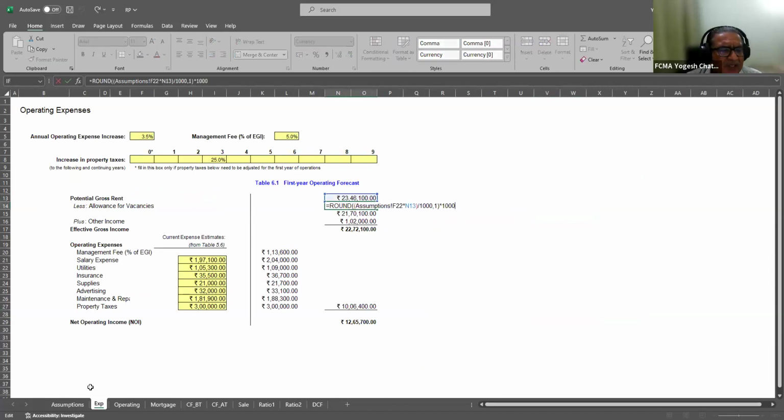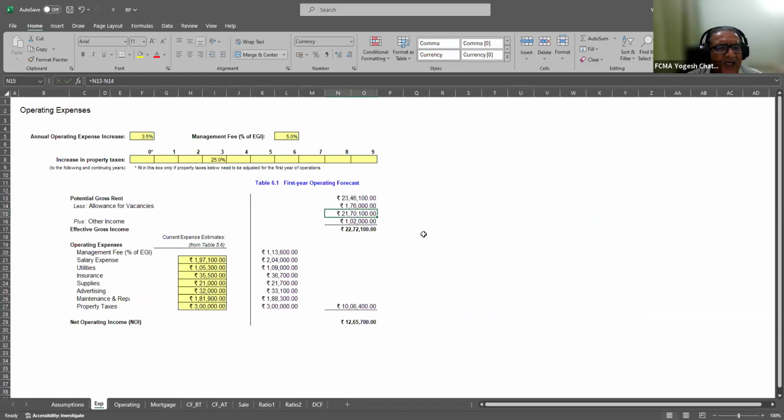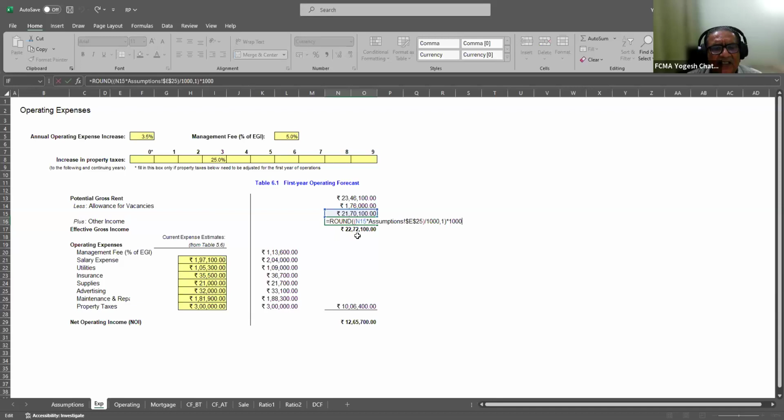So that is based on the percentage of vacancy which I have taken here. And then I have this net income, and the other income percentage I have taken here at 4.7%. So that is the net income multiplied by 4.7%. Based on that, this is my effective gross income.